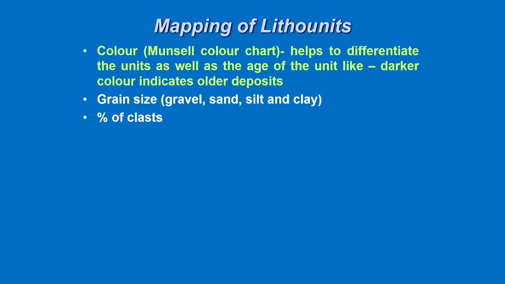and then percentage of clast also. Okay, because in some units you will find a scattered occurrence of gravels or pebbles, and in some you will just see the finer deposits. Okay, so you can differentiate and demarcate these units based on this. Okay, then also you can look at the clast shape. Okay, whether you are having angular gravels or you are having rounded to sub-rounded gravels.